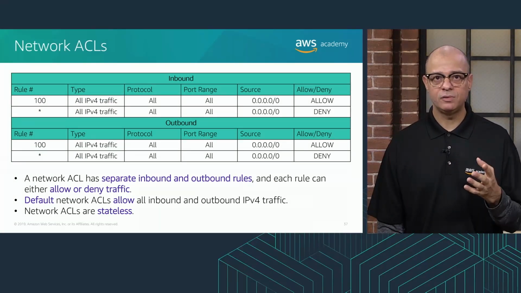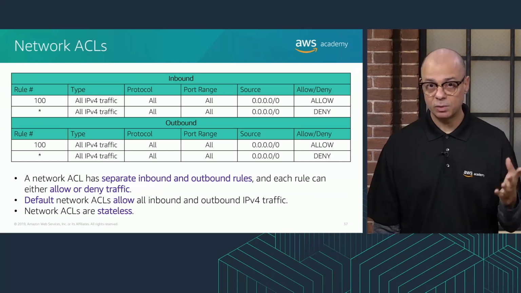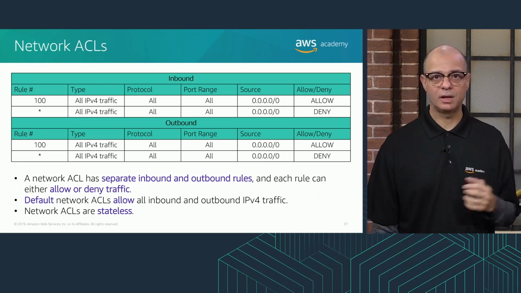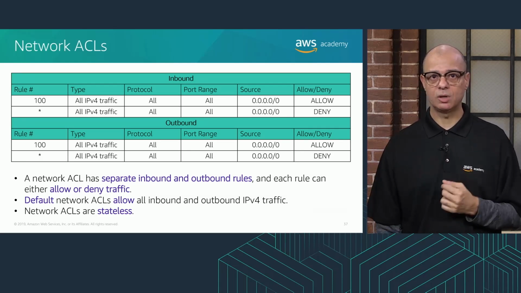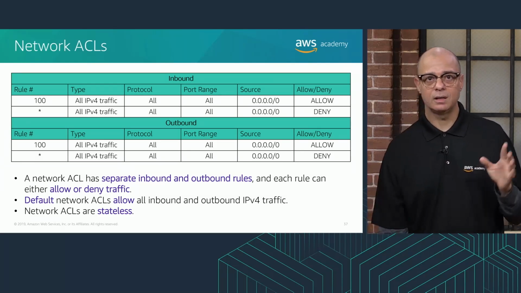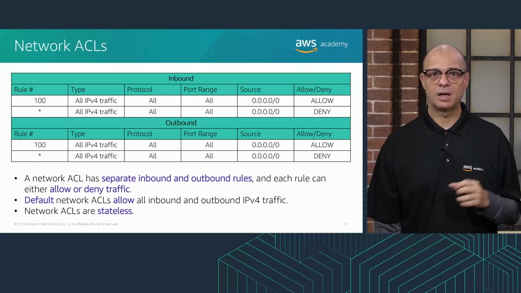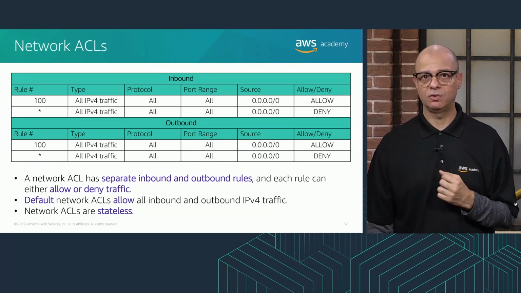Each subnet in your VPC must be associated with a network ACL. If you don't explicitly associate a subnet with a network ACL, the default network ACL is used. You can associate a network ACL with multiple subnets. However, a subnet can only be associated with one network ACL. That means that a network ACL and a subnet relationship is a one-to-one relationship.